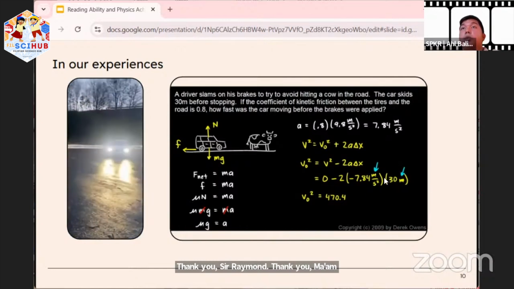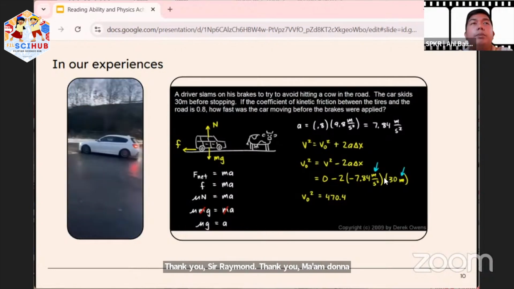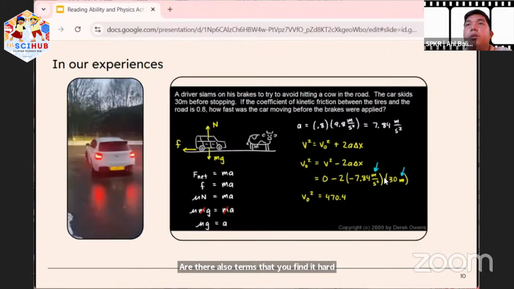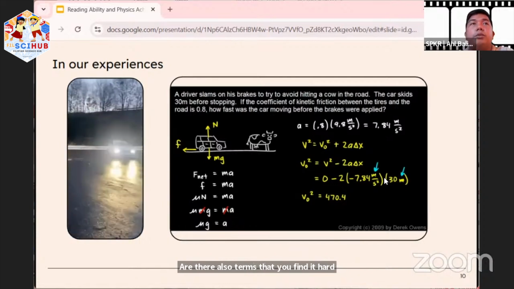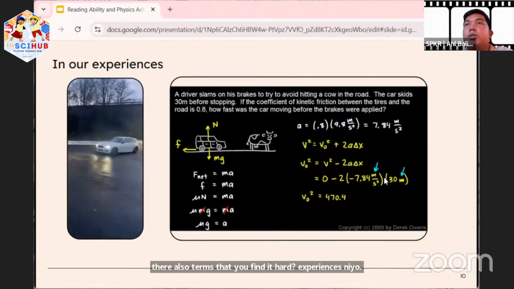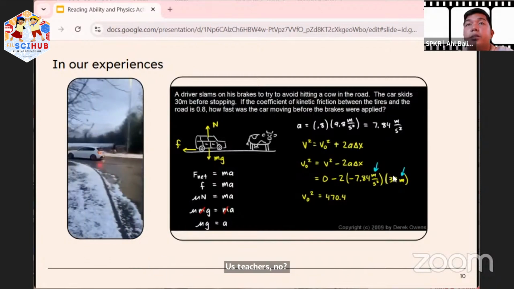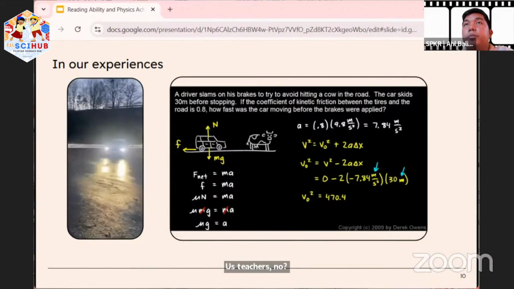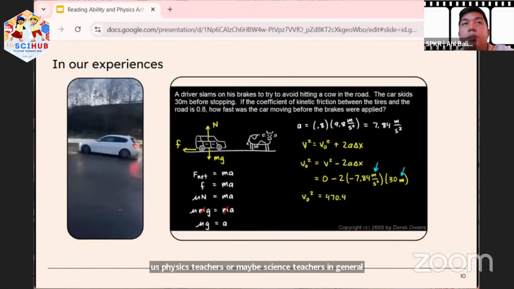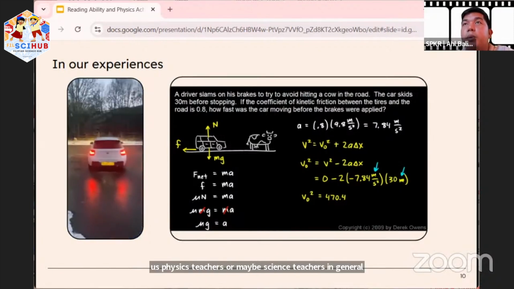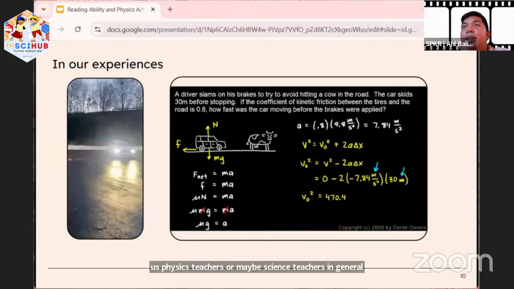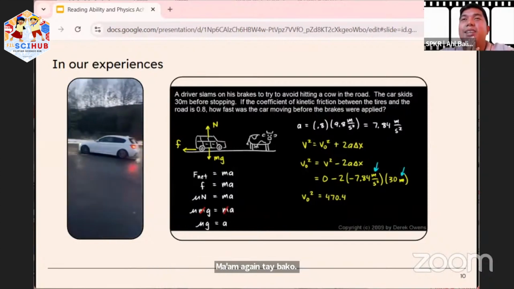Are there also terms that you find hard? Baka mayroon kayo sa experiences nyo as teachers, no? As physics teachers or maybe science teachers in general. Maghihintay ba ako? Mamaya hintayin na natin yung mga naisip niya diyan.